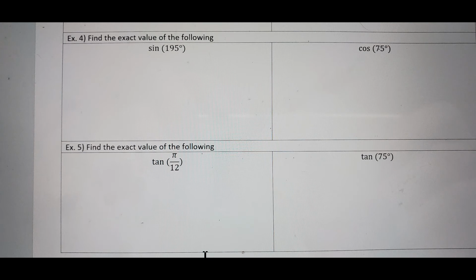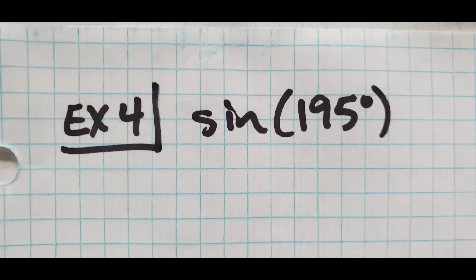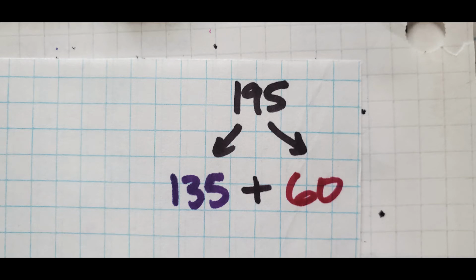All right, so let's talk about example 4. And now this one says find the exact value of the following. And they really don't give you any directions. So they don't say use a sum. They don't say use a difference. So you're left with any choice that you like. Now, 195 could be made from subtraction or addition. I decided to use addition, so I found that 135 plus 60 was 195.